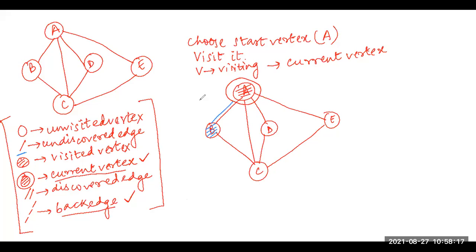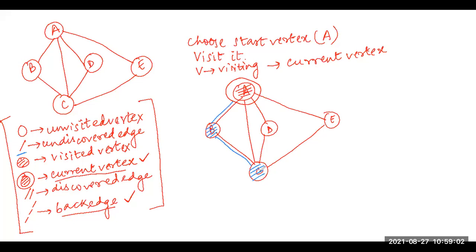Now from A, what are the things that were reached? Ma'am, C, D, E are left. So then I will take C. Once I visit C, I will check if this vertex is undiscovered. So from B, I can reach C. I will check that if I reach C, is this vertex undiscovered? Yes. So once this vertex is undiscovered, I will change this edge and visit the vertex.